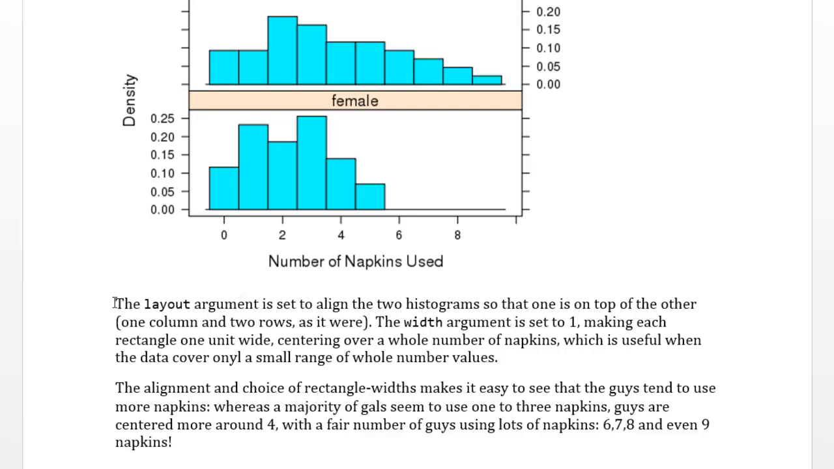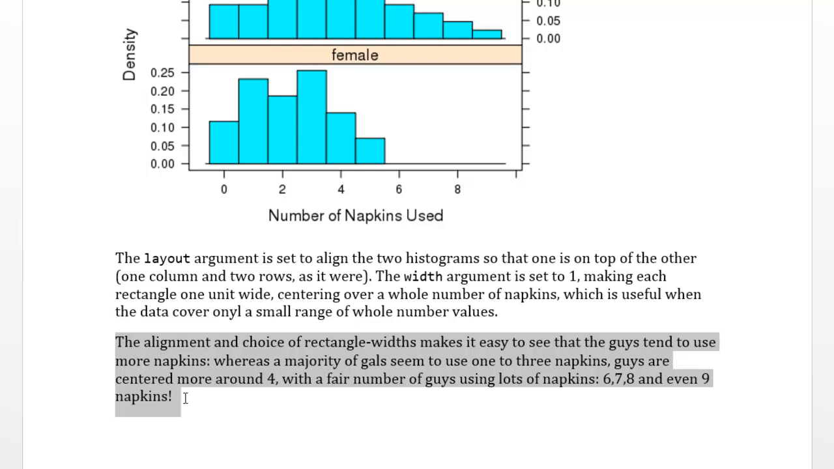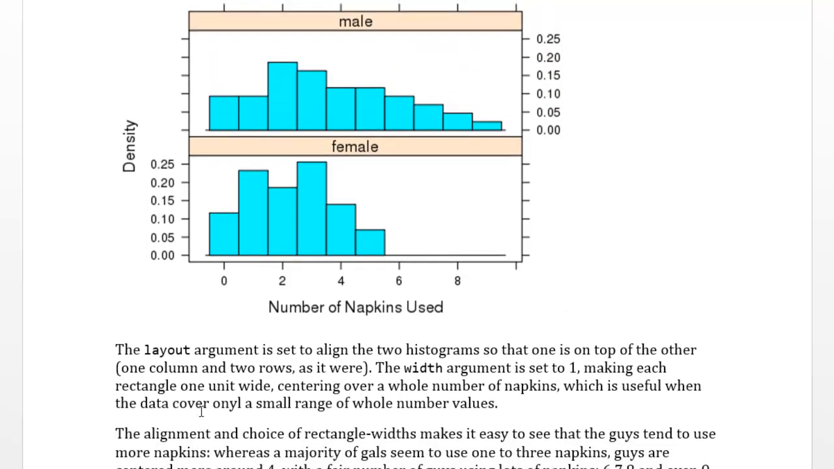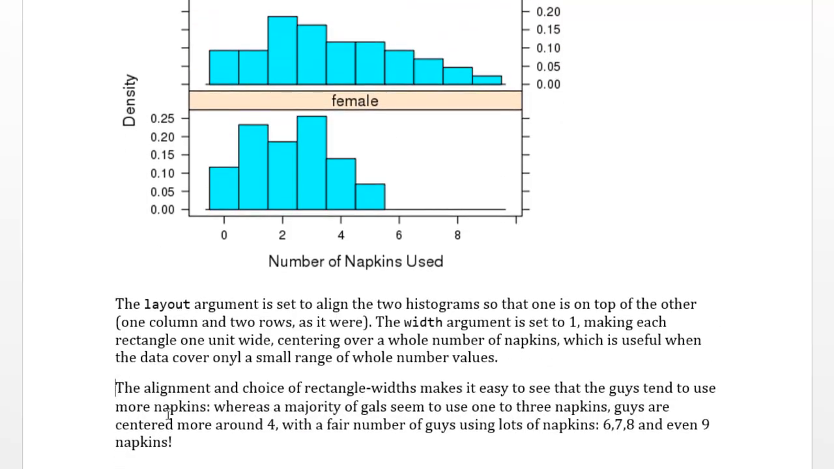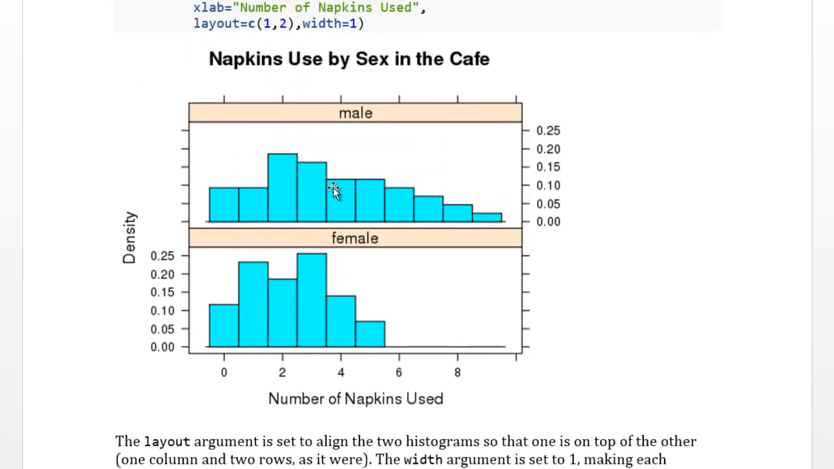Afterwards is some discussion about features of the code that made the histogram look as nice and informative as it did. And then, and this is what's really important, you've got to discuss what you see in the histogram that helps you answer your research question. And so here, when you read through this paragraph, you'll realize that people are noticing that the center for males is somewhere around 4, whereas the center for females is somewhere around 2. Males appear to be using more napkins.